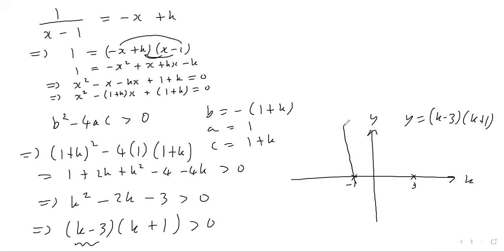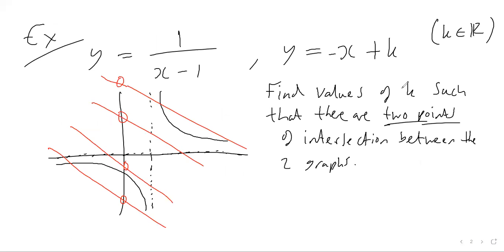So again, it's a positive quadratic. So where is this graph bigger than 0? It's bigger than 0 when k is less than -1, and it's bigger than 0 when k is greater than 3, as we can see from the graph. So the set of values of k such that there are 2 points of intersection is k less than -1, or k greater than 3. Those are the values such that we get exactly 2 points of intersection using our discriminant.